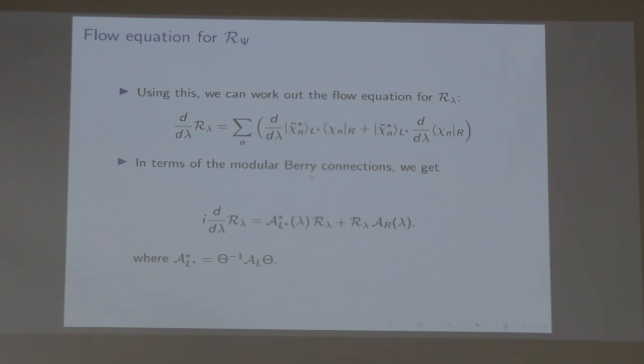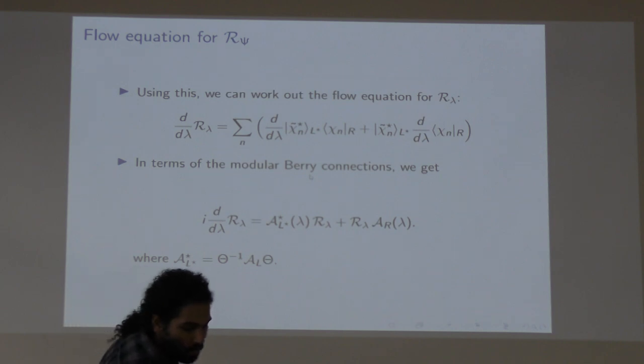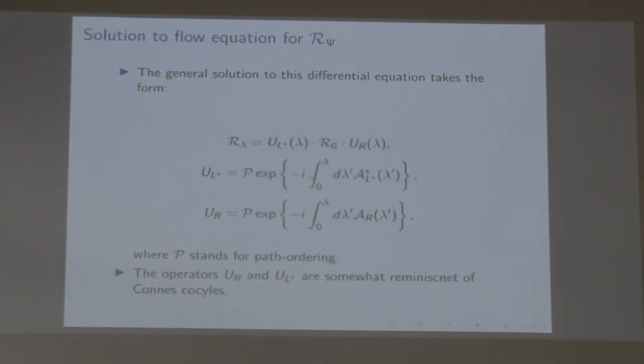Okay, it's very simple. Just to notice, this A star is defined like so. The theta is the anti-unitary operator that had gone into the definition of the canonical purification. So it's a pretty simple differential equation in terms of these connections, and you can write down a relatively simple solution like so. This is the solution of that differential equation.